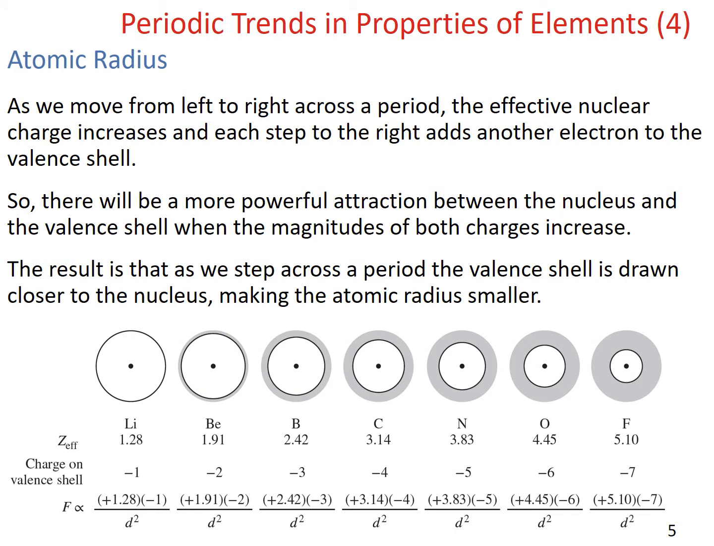So we will have a smaller atomic radius moving from left to right, and that is because of the increase in the effective nuclear charge. So the vertical trend for atomic radius is based on the principal quantum number increasing, where the left to right trend is based on Z effective, the effective nuclear charge.